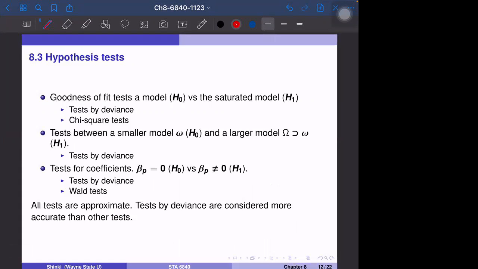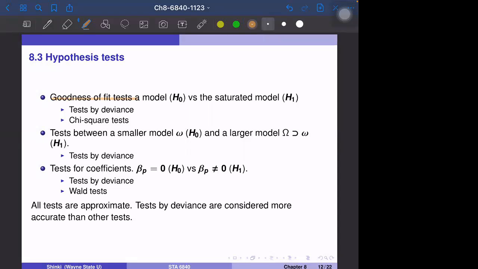Hi, we start section 8.3, the hypothesis tests. So we study several hypothesis tests. So 3 types and 3 different approaches. And the first test is the goodness of fit test. That is, the test of whether our model is good enough.